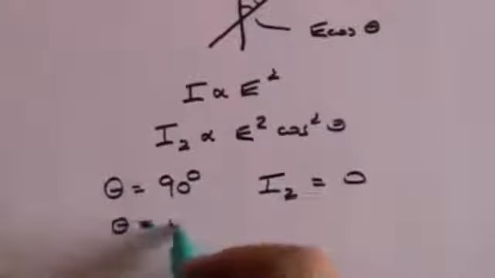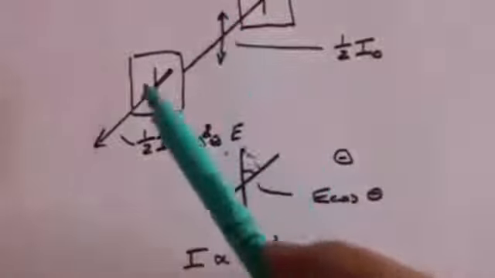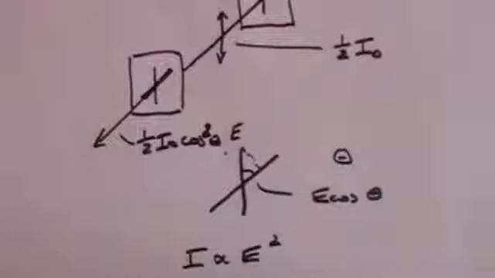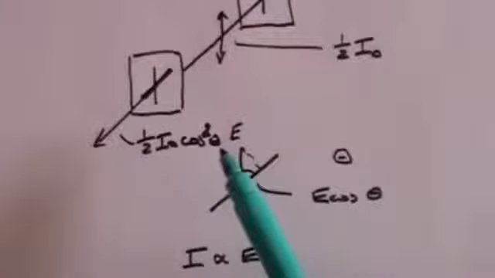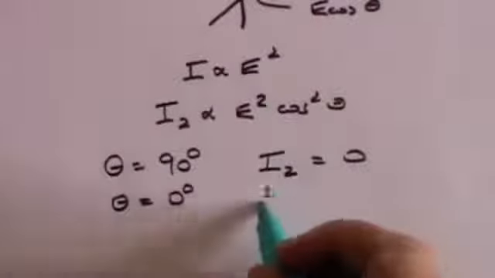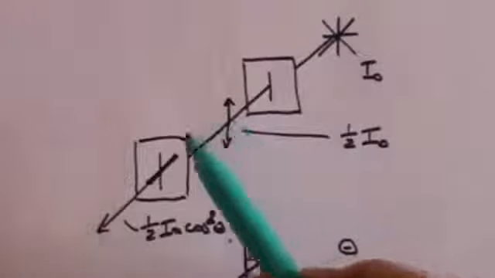Suppose theta is 0 degrees. That is to say that the light is vertically polarized and the polarizer is vertically polarized, so they are both in the same direction. Well, if theta is 0, cosine theta is 1, cosine squared theta is 1, which means that I2 equals a half I0, which is the same intensity as the light beforehand. So in other words, all of the light gets through that polarizer if the polarizer is at the same angle as the polarization of the light.